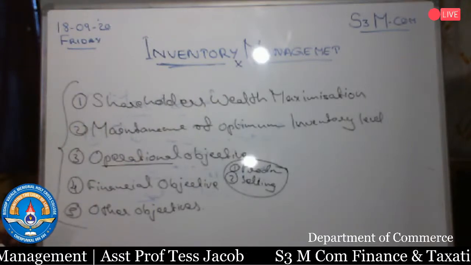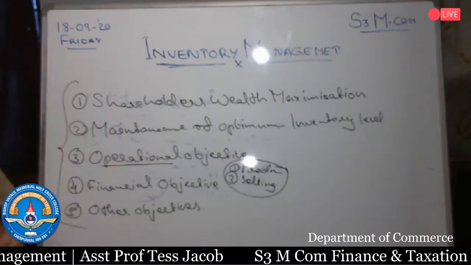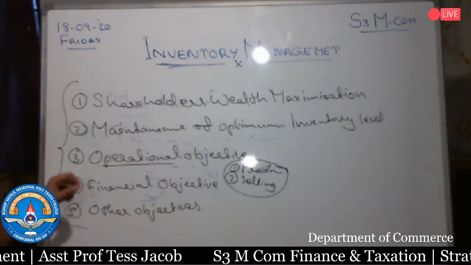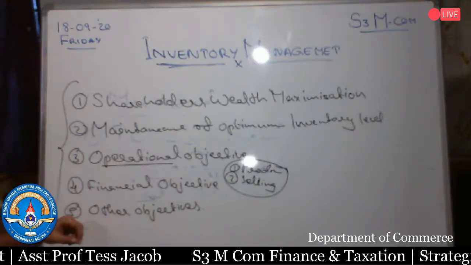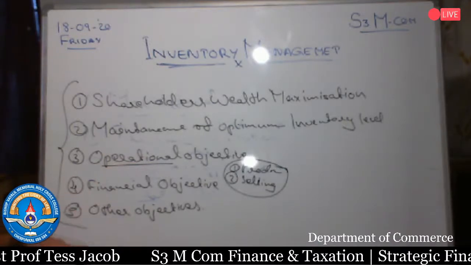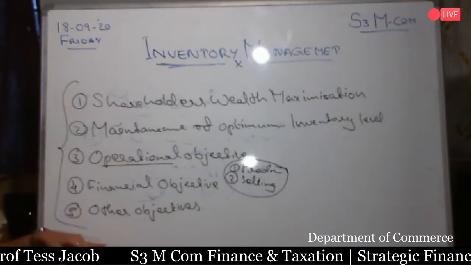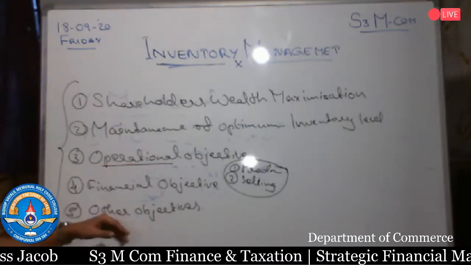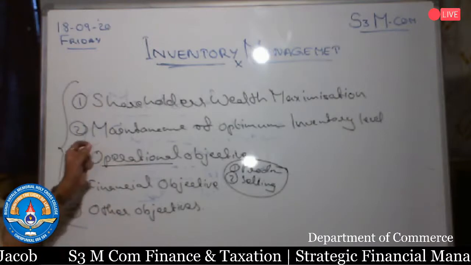Then the fourth objective, that is the financial objective. It simply means the investment in inventory should not remain idle. In other words, we can say there should not be unnecessary locking up of working capital on investment, to avoid unnecessary locking of working capital in inventory.